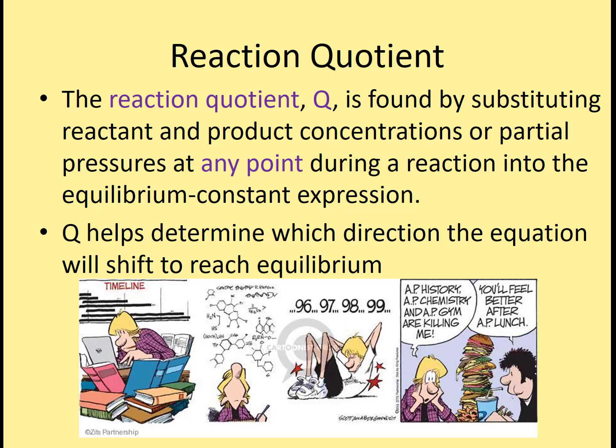By finding the reaction quotient, then we can figure out if the reaction is going to shift towards the product side or towards the reactant side. So the reaction quotient is given the letter Q, and it's found by substituting reactant and product concentrations or partial pressures at any point during a reaction into that equilibrium constant expression. This Q helps us determine which direction the equation will shift to reach equilibrium.